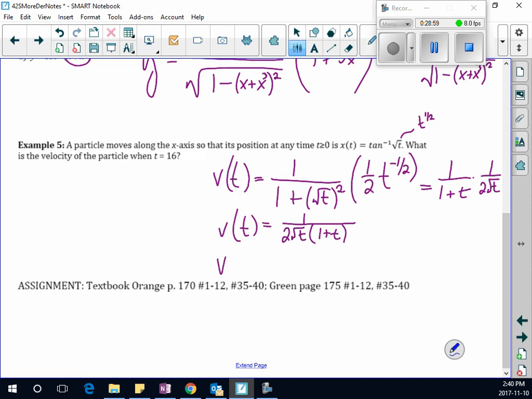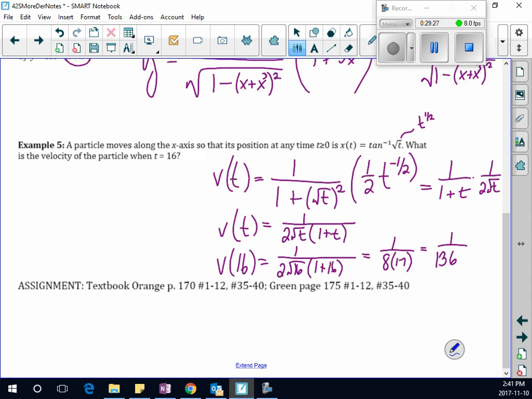But what you're trying to find is v of 16 here, right? So that's going to be 1 over 2 root 16 times 1 plus 16. So this is 1 over 8 times 17, which is 1 over 136. And then what are my units?